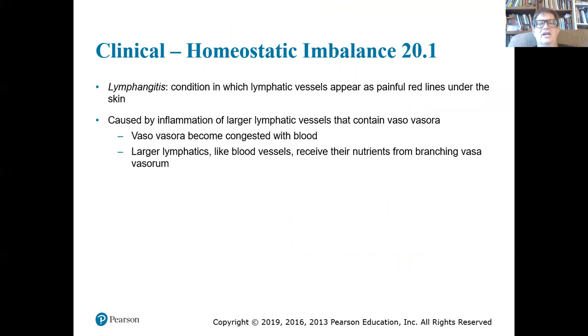All right, lymphangitis. If your lymph vessels get inflamed and you have these red lines under the skin, that is inflammation of larger lymphatic vessels that contain vasa vasorum. They can get congested with blood. Again, we're talking vessels of the vessel. Larger lymphatics, like blood vessels, receive nutrients from branching vasa vasorum. So, in other words, remember I said that if you have a really huge vessel, like the aorta, it's going to have its own set of blood vessels, just like the heart has its own set of blood vessels.